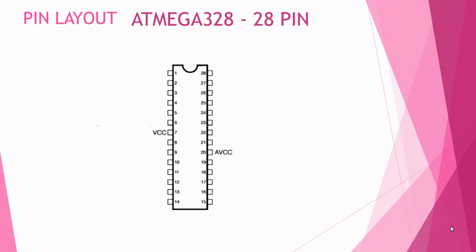And the seventh pin is the VCC of our microcontroller, through which we must provide a power supply of 3.3 to 5.5 volts. Pin 20 is the analog VCC, that is AVCC. This is used as a power supply pin for the analog to digital converter module of our microcontroller. Pins 8 and 22 are the ground pins through which we must provide a ground to the microcontroller. And pin 21 is the analog reference pin, which is used as a reference voltage for converting analog signals into digital signals using the ADC module of our microcontroller.